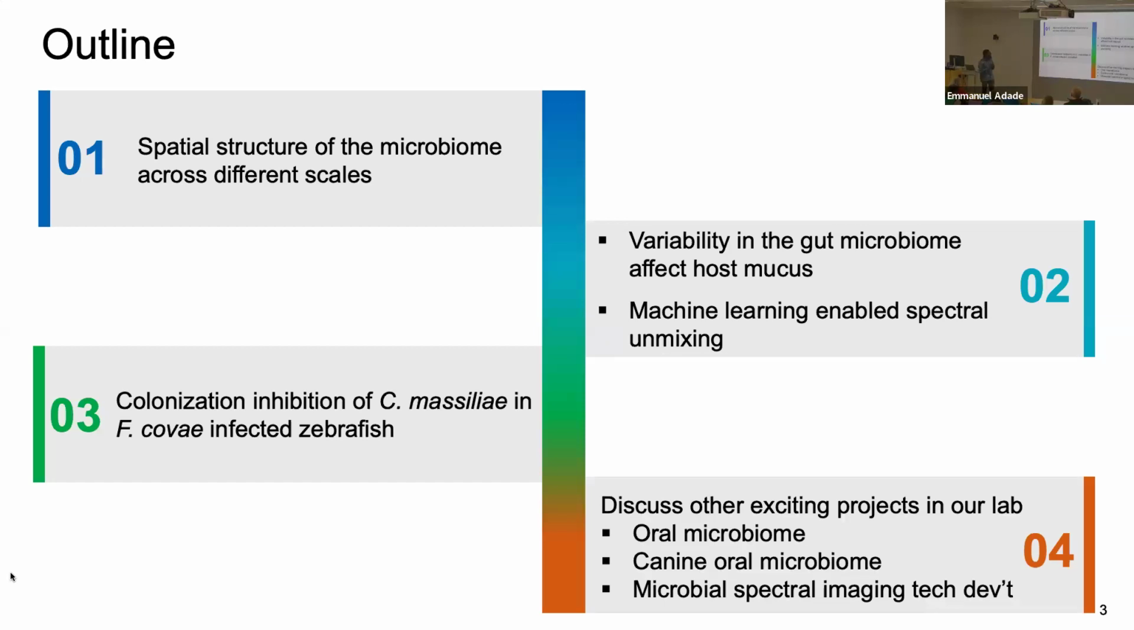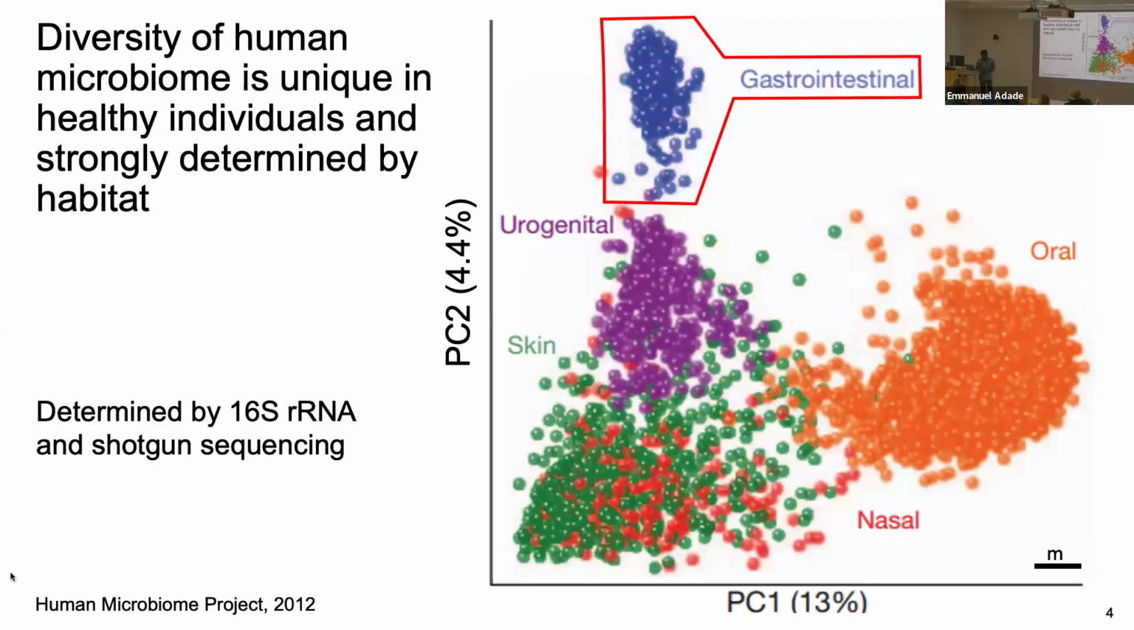And I'll show you what I did to start looking at specific microbe interactions in a binary system, to see how a pathogen interacts with probiotic organisms. Then I'll end with highlights of other work done in our lab, especially in the oral microbiome, canine oral microbiome, and spatial imaging technologies. So I'll start off by discussing microbiome across multiple scales.